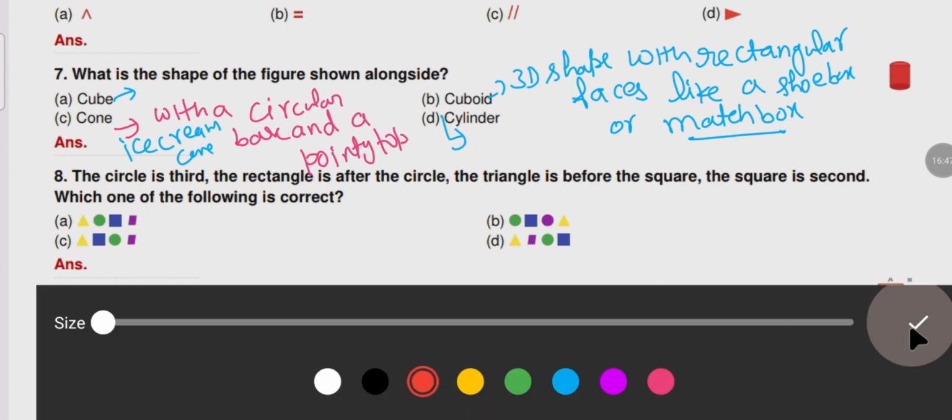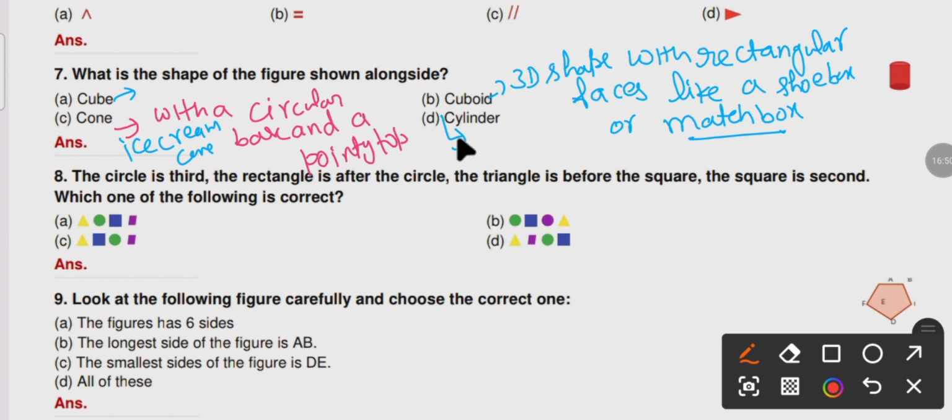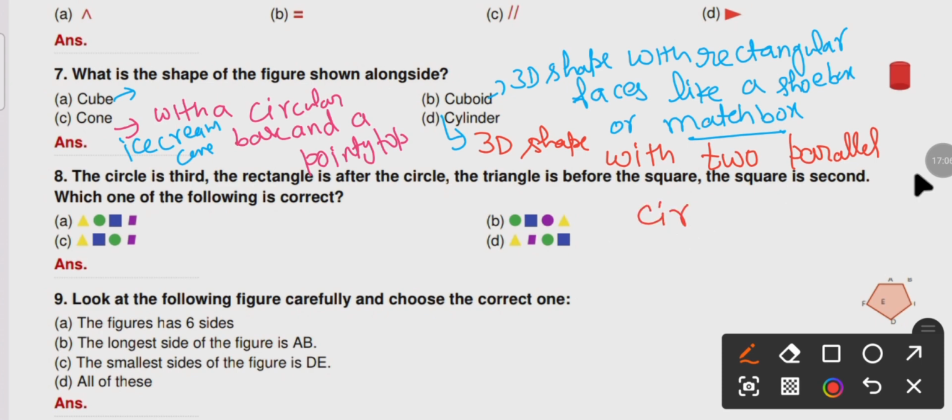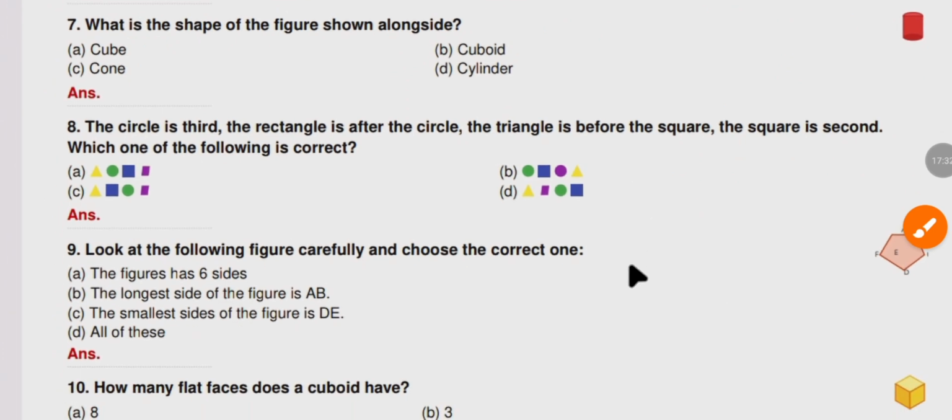Cylinder is also 3D shape, but with two parallel and circular bases, so these are the difference between them. So here the right option is cylinder. Okay, because in this shape we are looking, this is 3D shape with two parallel circular base. Okay, so go through to next question.